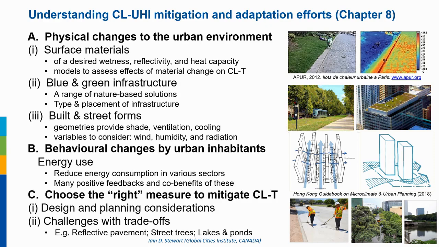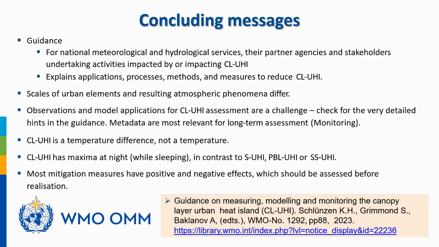First of all, physical changes to the urban environment include surface materials, blue and green infrastructure, and built and street forms. But what is important is that the signal from such measures could be different, positive and negative, so it is very important to analyze the effectiveness of such measures. So this I will not read, but you can see the main conclusions of what we just briefly touched on. This guidance is, first of all, oriented to meteorological and hydrological services, but could also be used by different agencies and stakeholders, and also by scientists. So the main conclusions we would like to stress for users are mentioned here. Thank you.